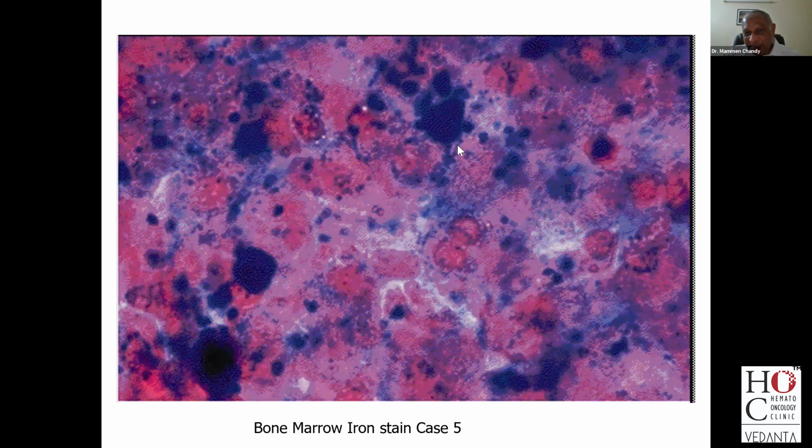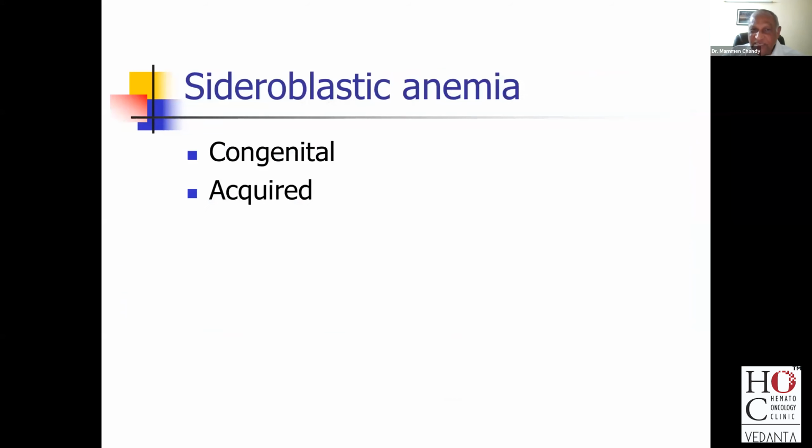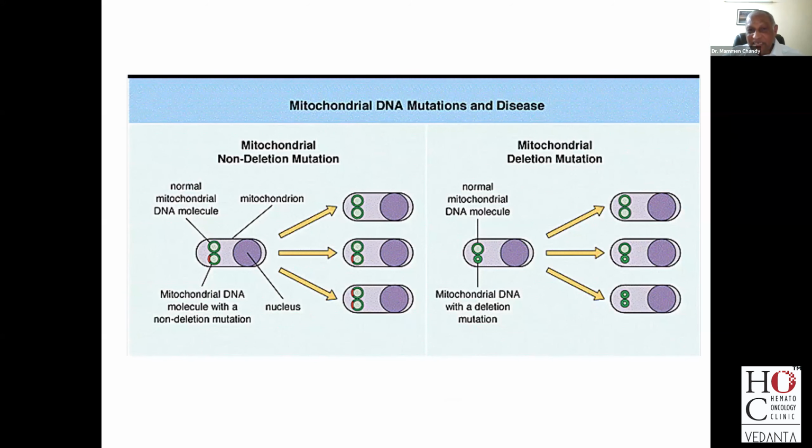And what is this? This is a ringed sideroblast. So in fact, the cause of her anemia was a congenital sideroblastic anemia, right? And it's not a common condition. It's relatively uncommon. And these are the mutations. They are mitochondrial gene mutations, so you inherit these mutations from your mother.